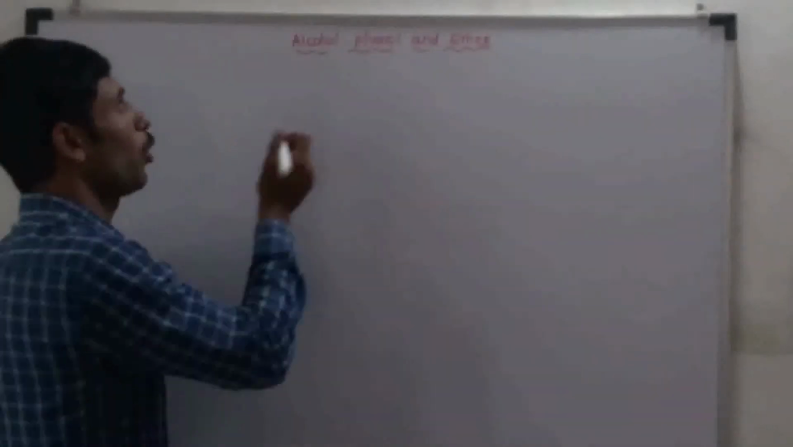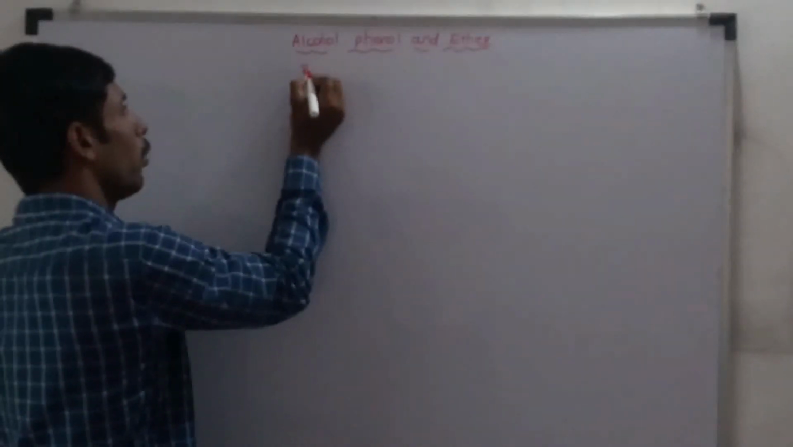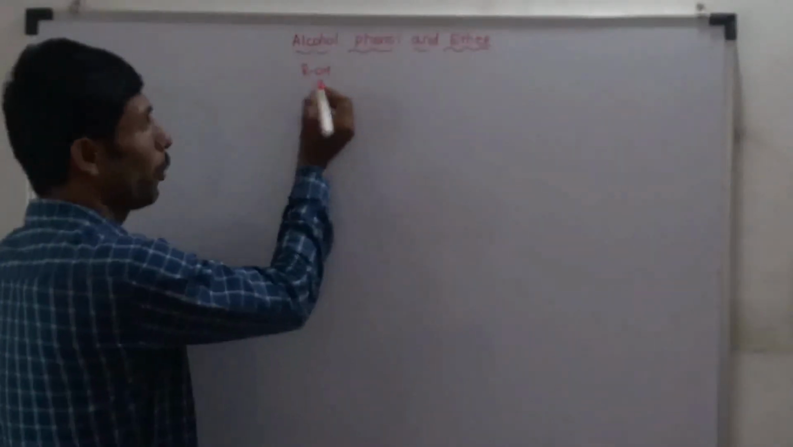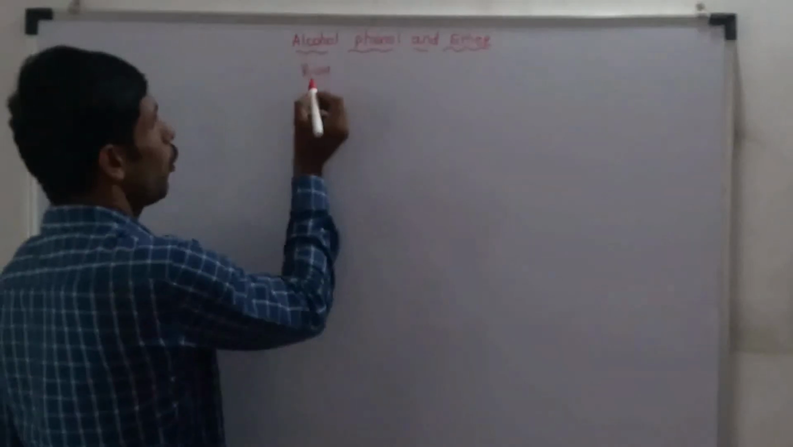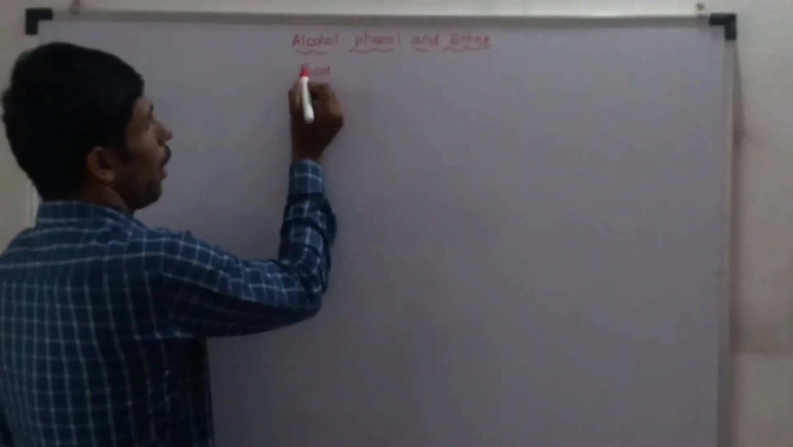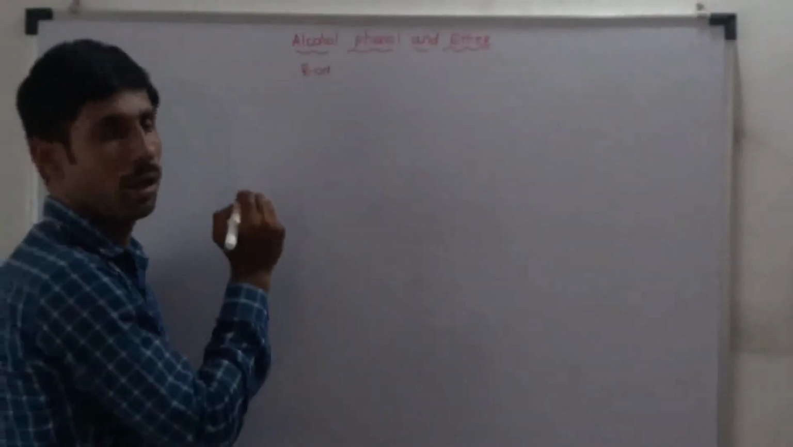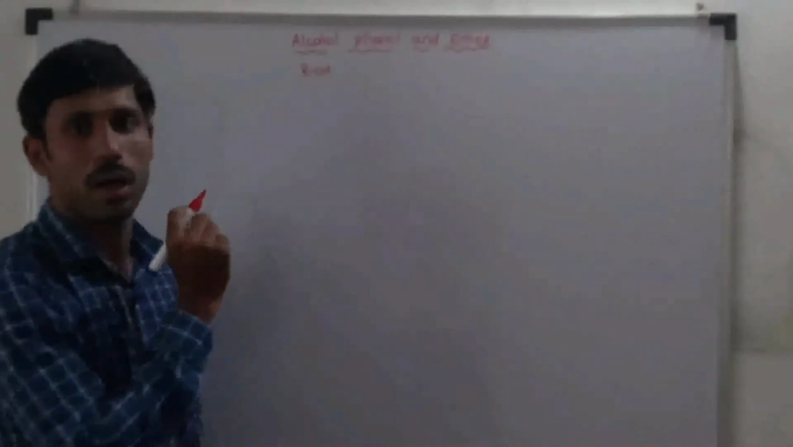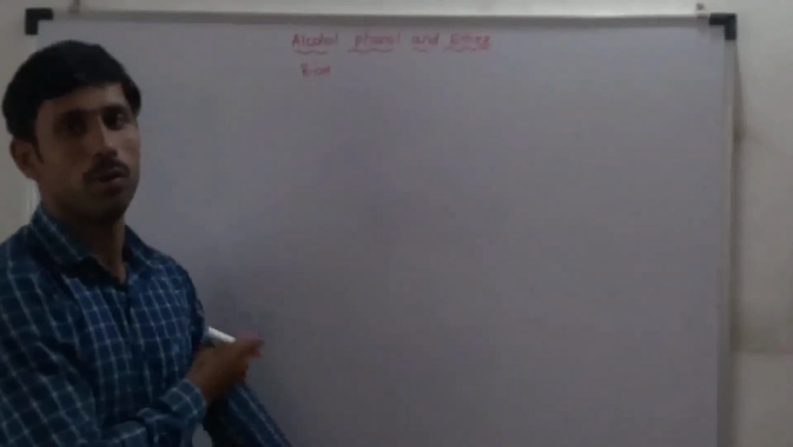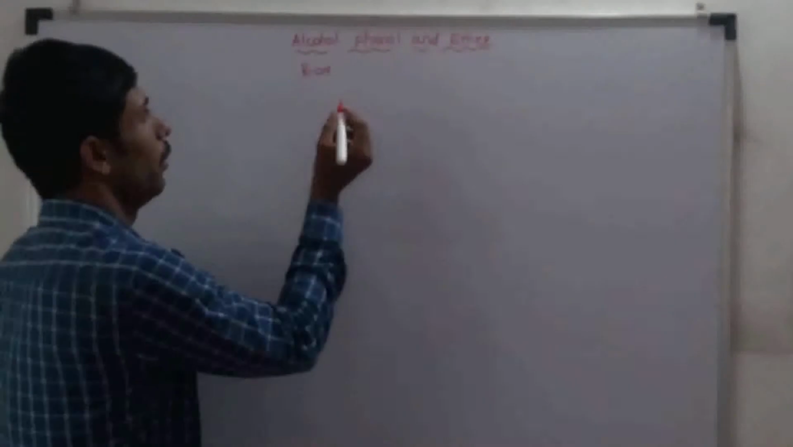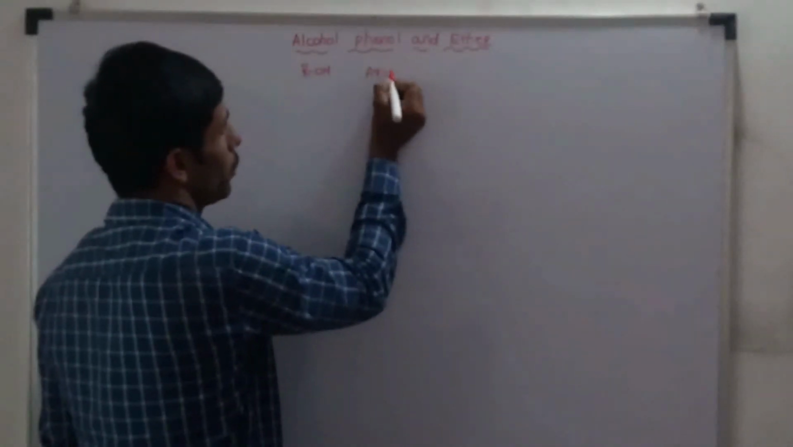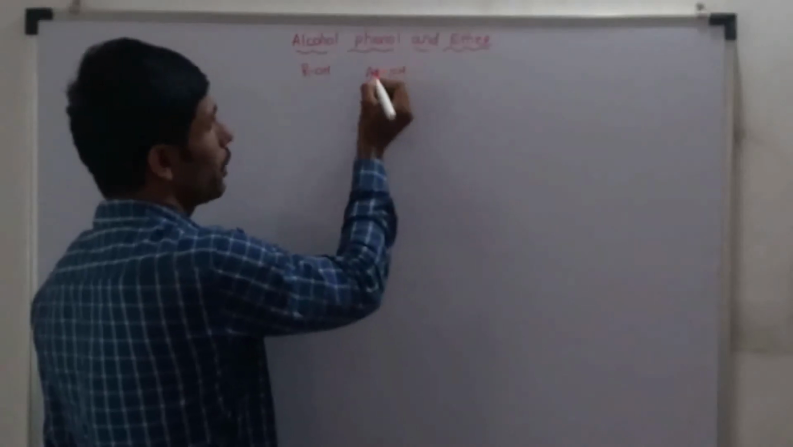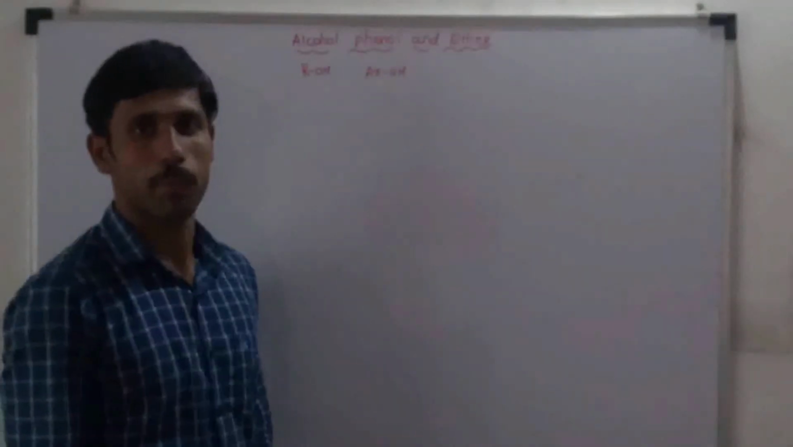What is the functional group of alcohol? ROH. R means the alkyl group and OH means the hydroxyl group. The functional group of alcohol is ROH. It is also known as alkyl alcohol. Second, phenol: ArOH.